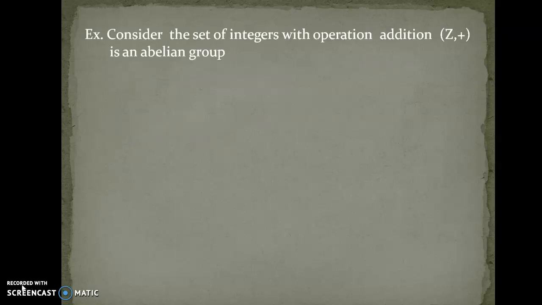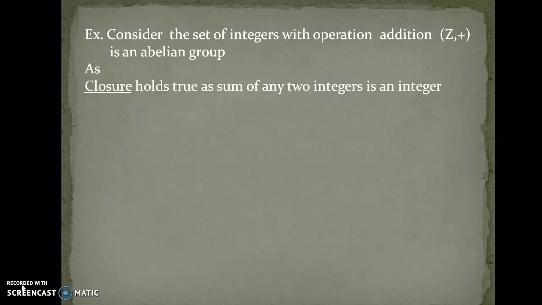Next, we consider the example of the set of integers with the operation addition, and now we see how it becomes an abelian group. So for an abelian group, it should have properties closure, associativity, existence of identity, existence of inverse, and commutativity. So let us start. Closure holds true as the sum of any two integers is again an integer. So a plus b is also an element of the set of integers.